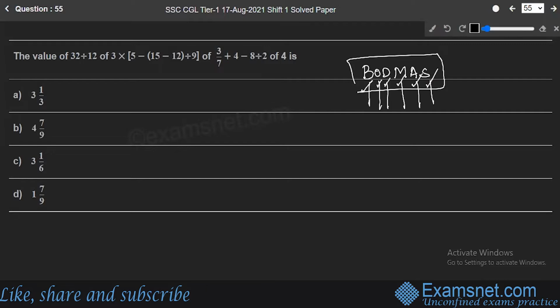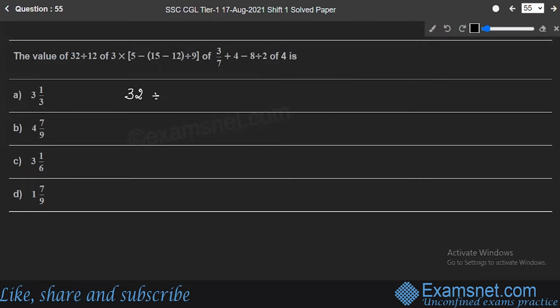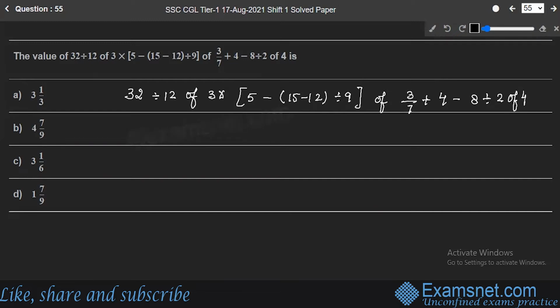Let's start solving this. Let's write down the expression. This is 32 divided by 12 of 3 multiplied by square brackets 5 minus 15 minus 12 divided by 9 of 3 by 7 plus 4 minus 8 divided by 2 of 4. So in this question, first of all, there is a bracket.